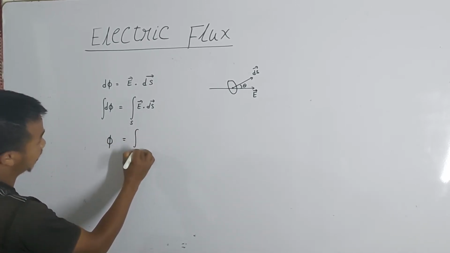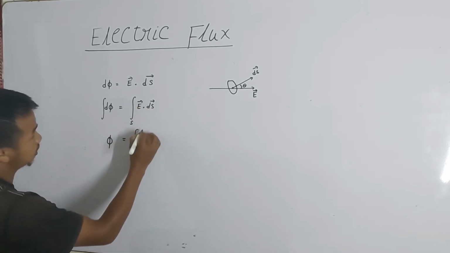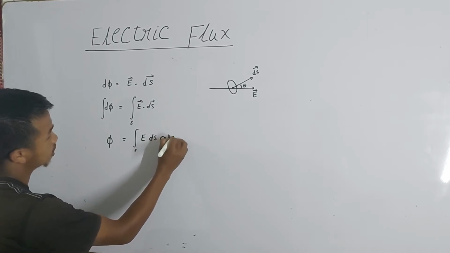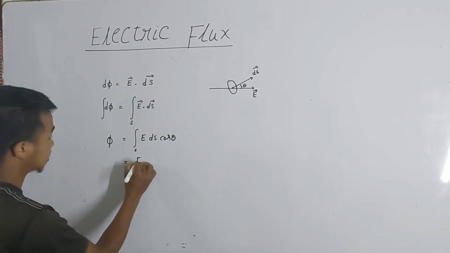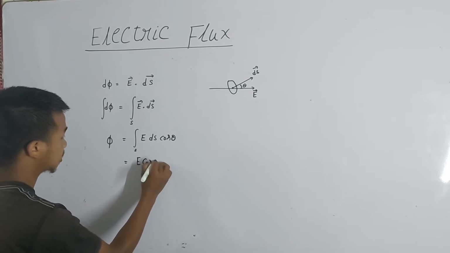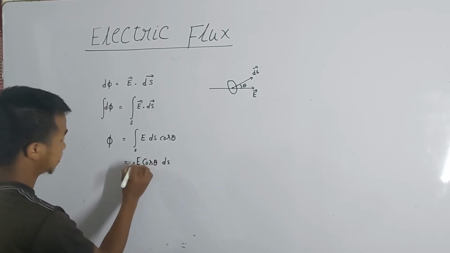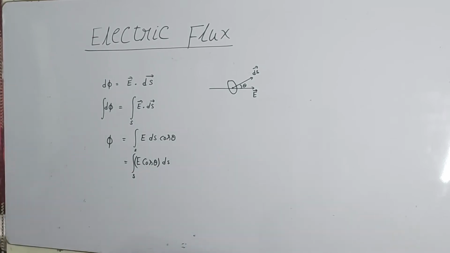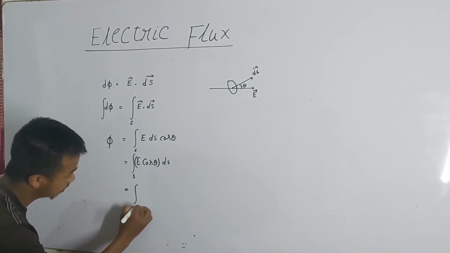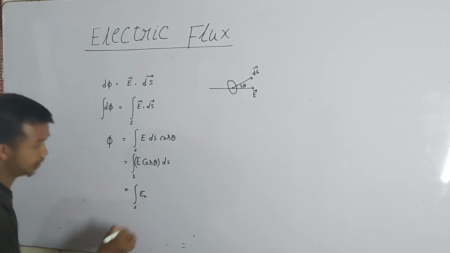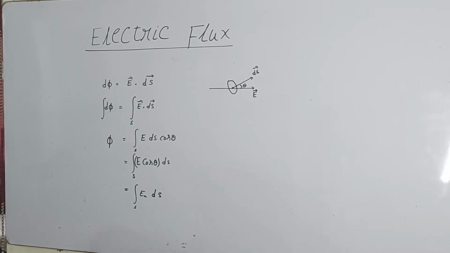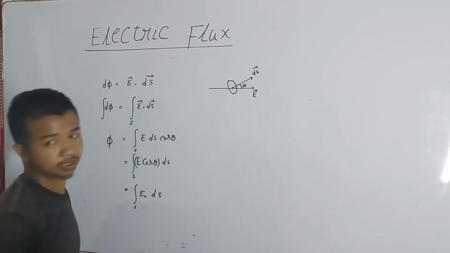So this is S. What is E dot ds? It becomes E ds cos theta, which can be written as E cos theta ds. What is E cos theta? E cos theta can be written as En, so En ds. What is this En? En is the component of the electric field along ds.